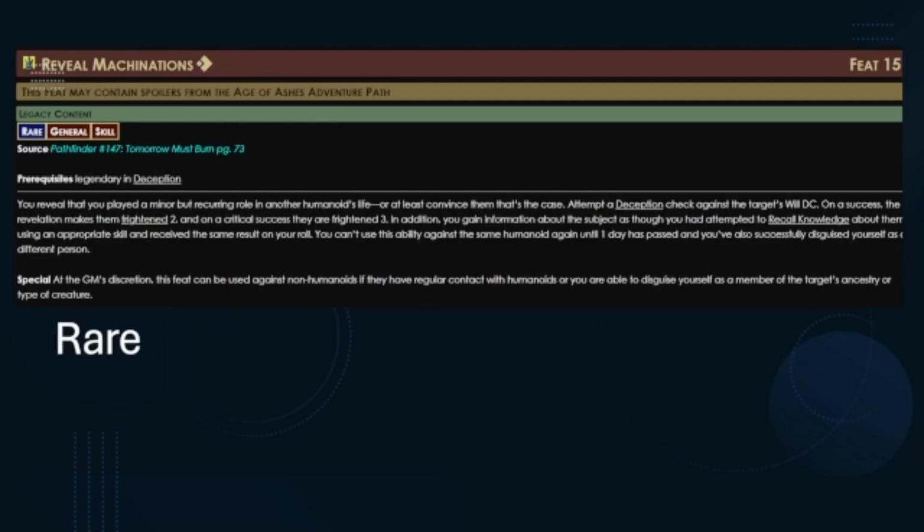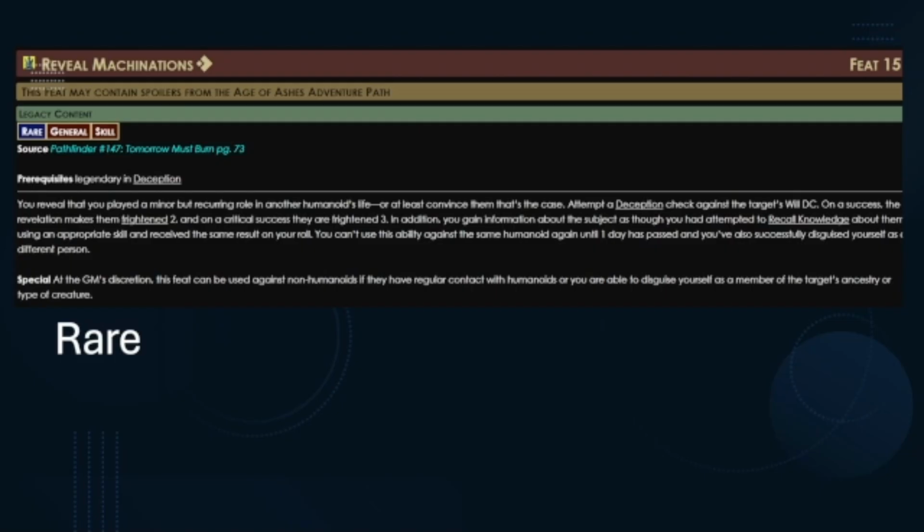Finally, there is one rare skill feat, which is also from an adventure path, this one being Age of Ashes, and it's level 15. It requires Legendary in Deception. It's basically an advanced gaslighting feat, where you convince a creature that you played a role in their life, even if you didn't. In this case, you roll deception against the target's Will DC, kind of similarly to if you were doing some sort of spell altering memories. On a success, the creature is frightened 2, and on a critical success, they're frightened 3.